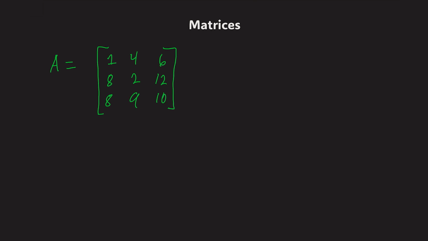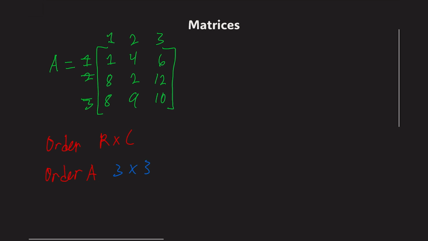Now, a matrix has rows and it has columns. This is going to be row 1, row 2, row 3, column 1, column 2, column 3. Okay? So the order of a matrix is just going to be its rows times its columns. So if I wanted to find the order of matrix A, then that would be its rows 3 times its columns 3. So the order of matrix A is 3 by 3. It's a 3 by 3 matrix. That's how we would designate it.